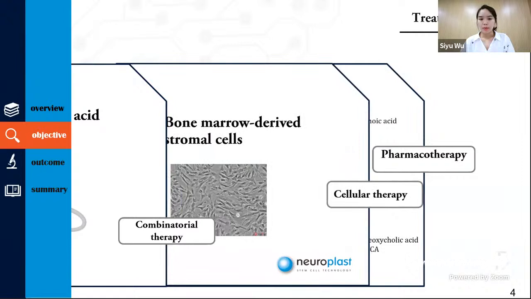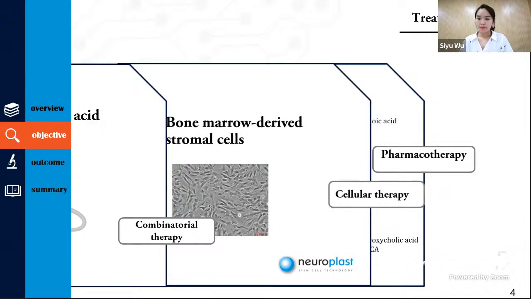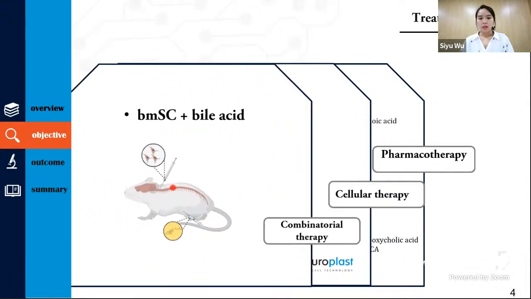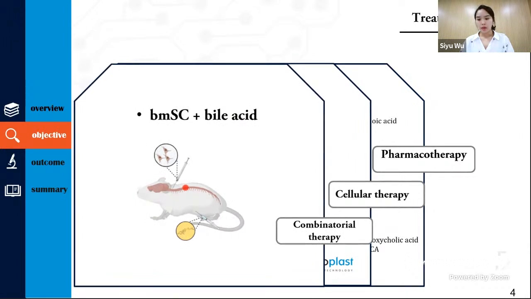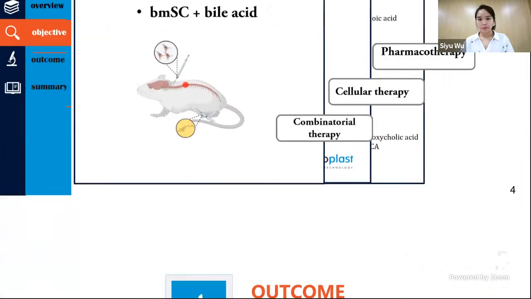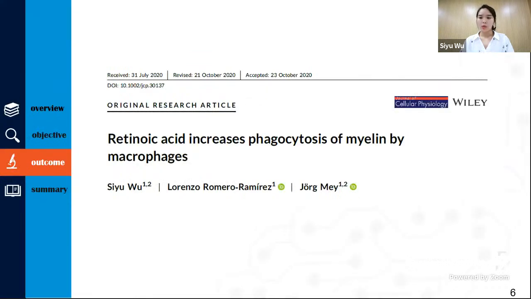Second is the cellular therapy. A promising approach for spinal cord injury is stem cell implantation. Bone marrow-derived stem cells prepared from fresh human marrow without expansion in vitro were used in our research. The cells were provided by the Neuroplast company. The third therapy is the combinatory therapy, which uses the bile acids and the stem cells at the same time. For the outcomes, part 1 in my thesis, we wanted to know how retinoic acid affects myelin clearance.